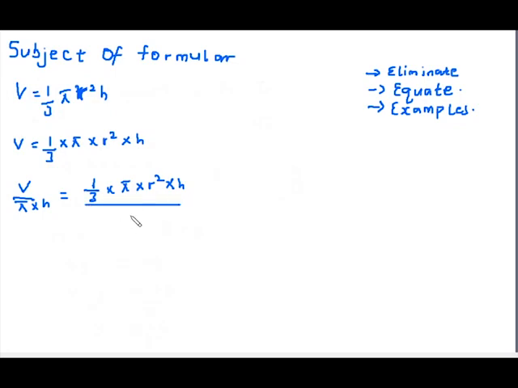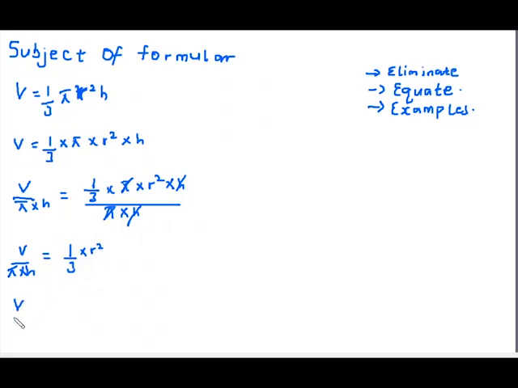over pi times h. So the pi and h cancel each other out, and then you have v over pi times h, which is equal to 1 over 3 times r squared.